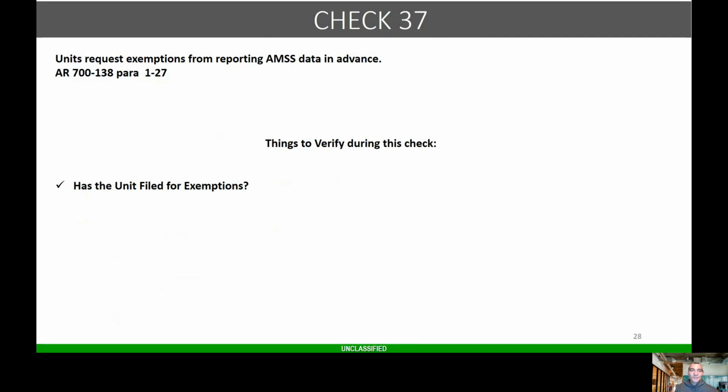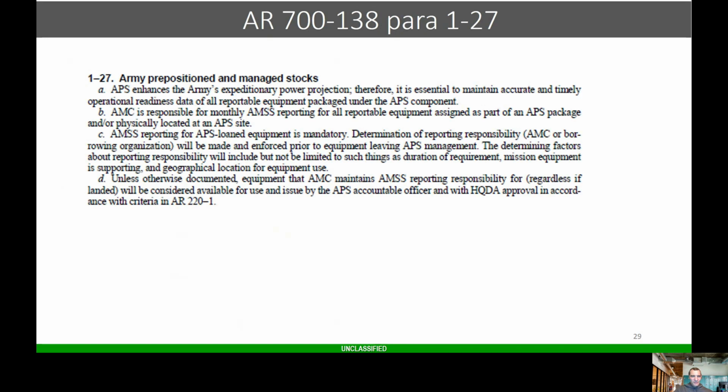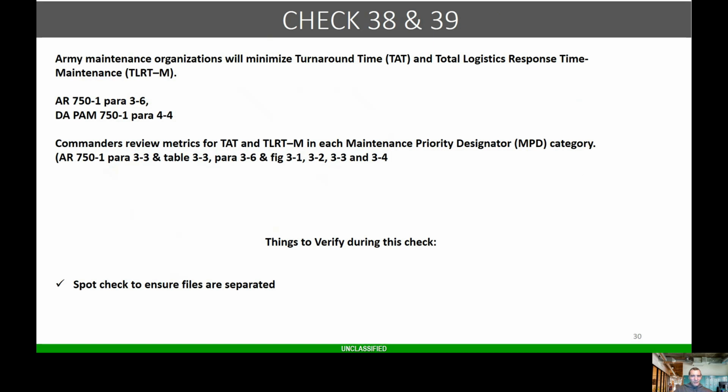37, units request exemptions from reporting AMIS data in advance, okay? So we really should not have to file for any exceptions, all right? It's just a report we pull from GCSS-Army here.